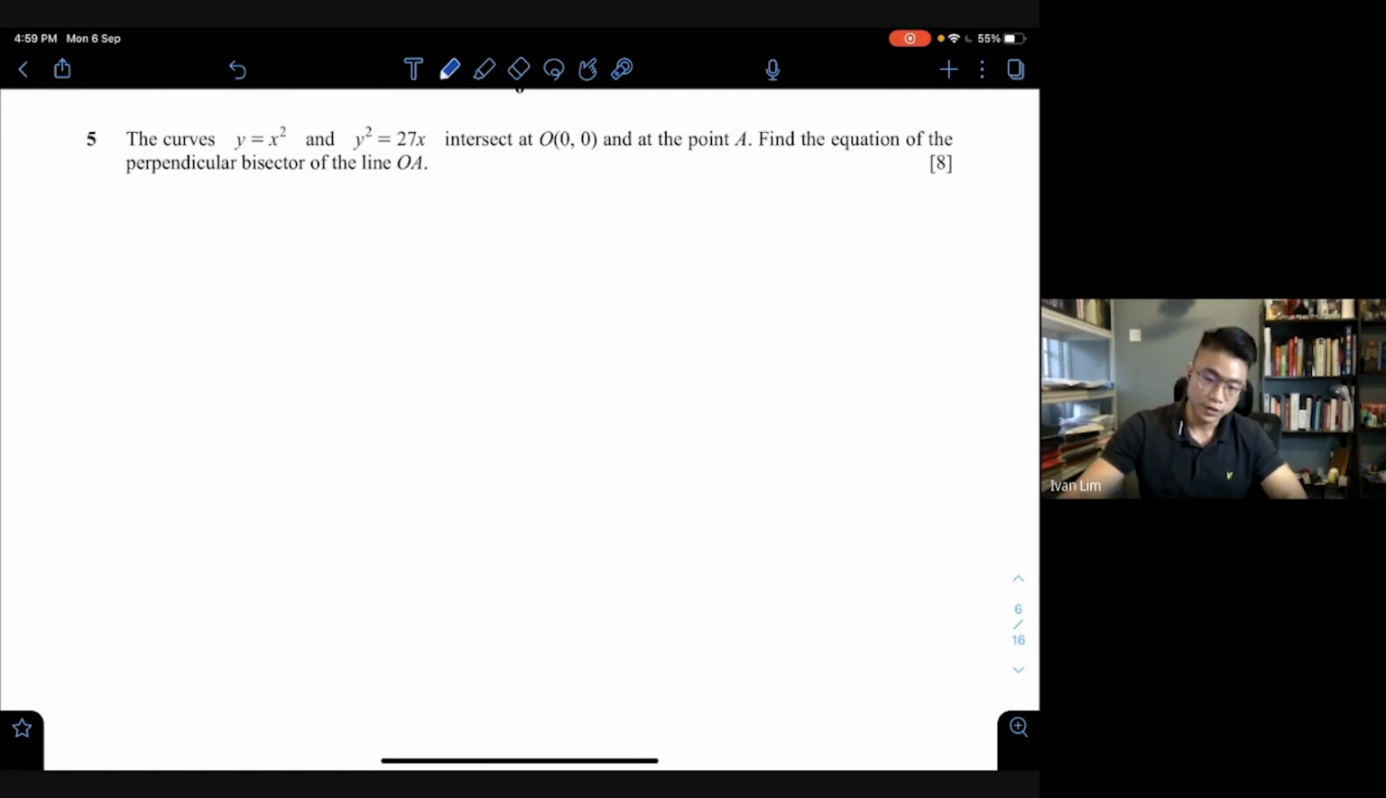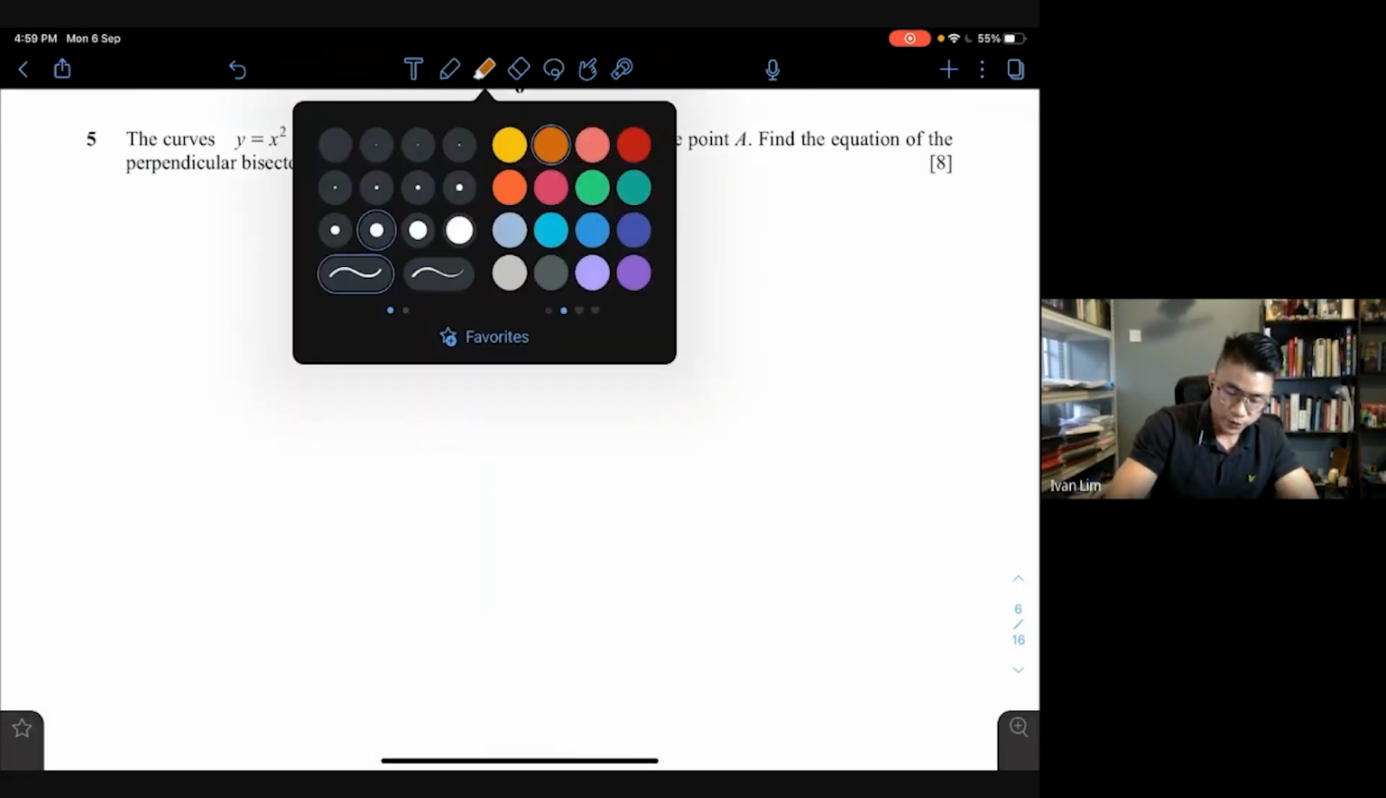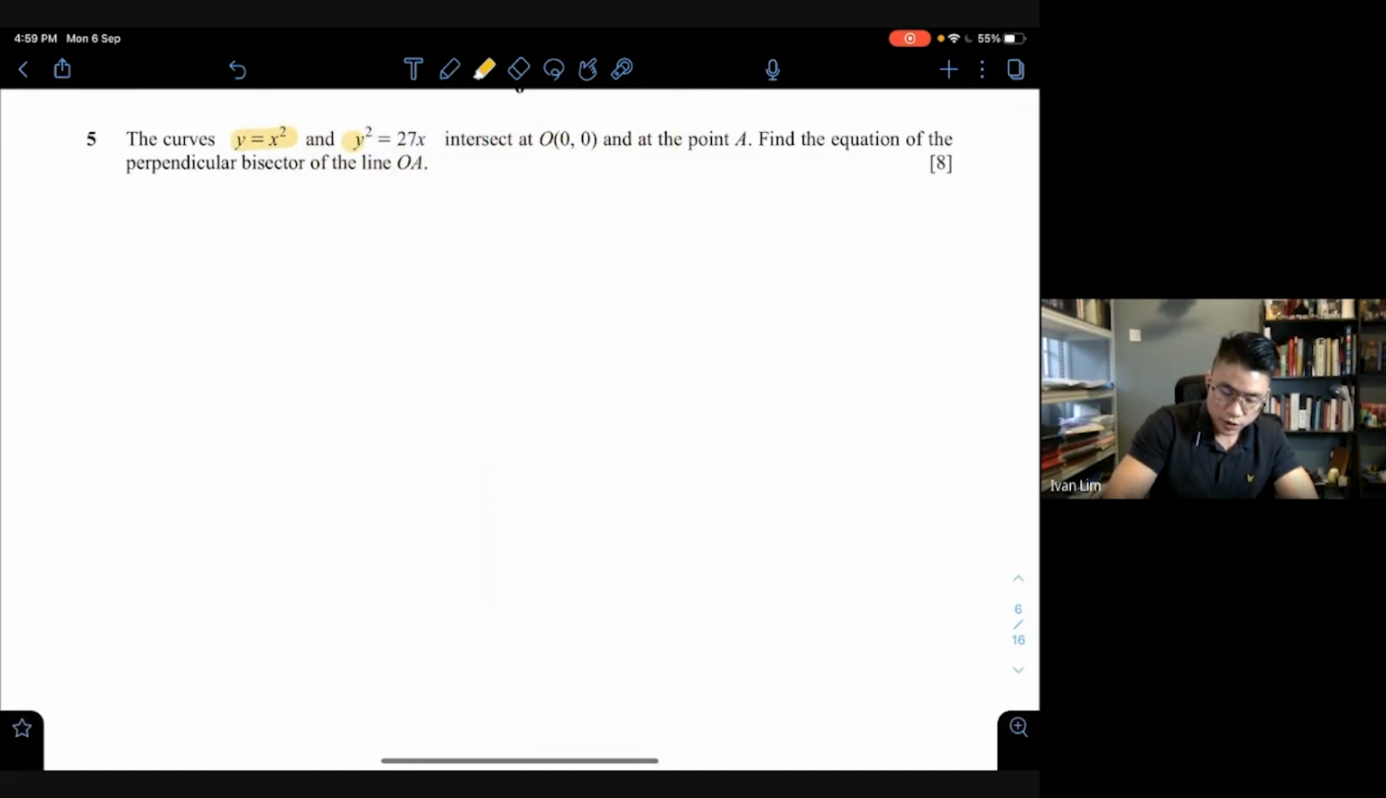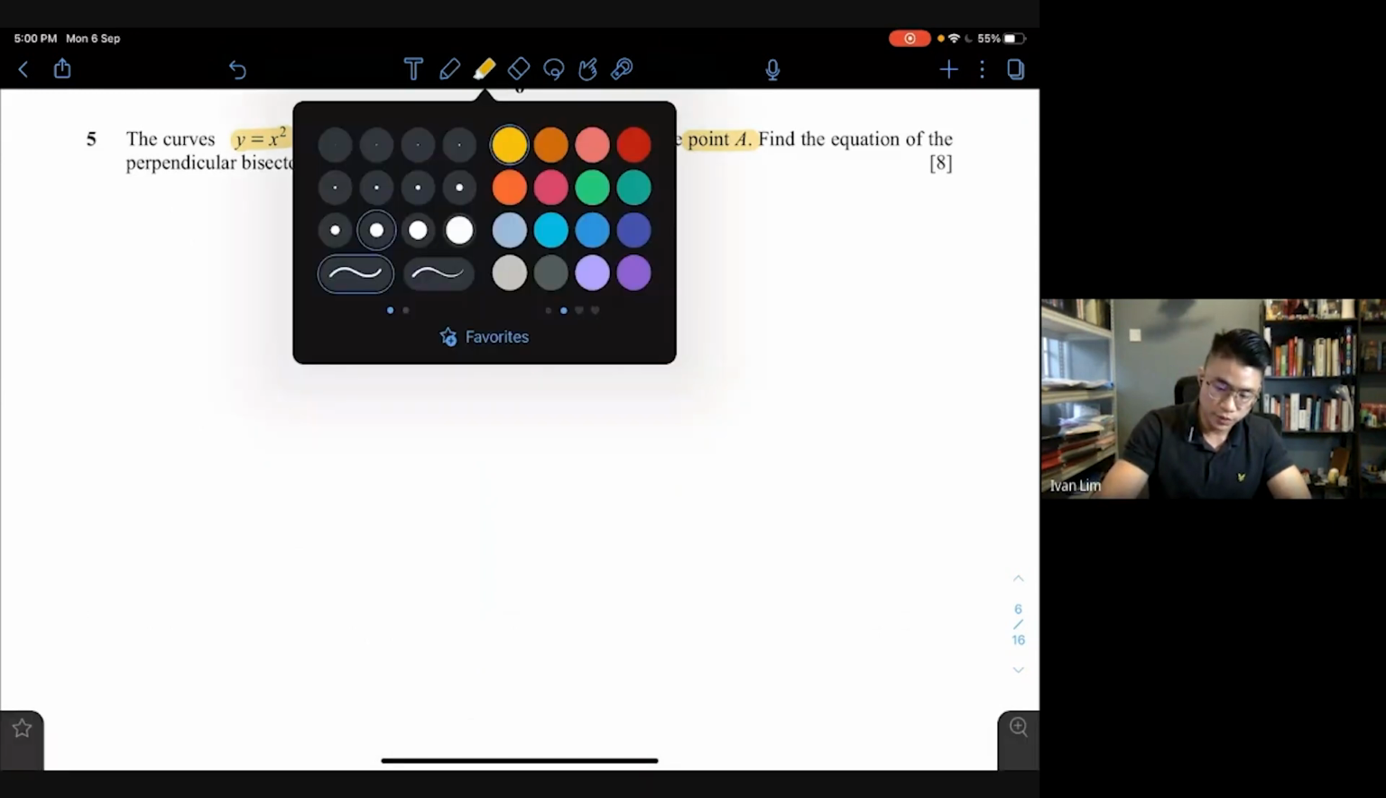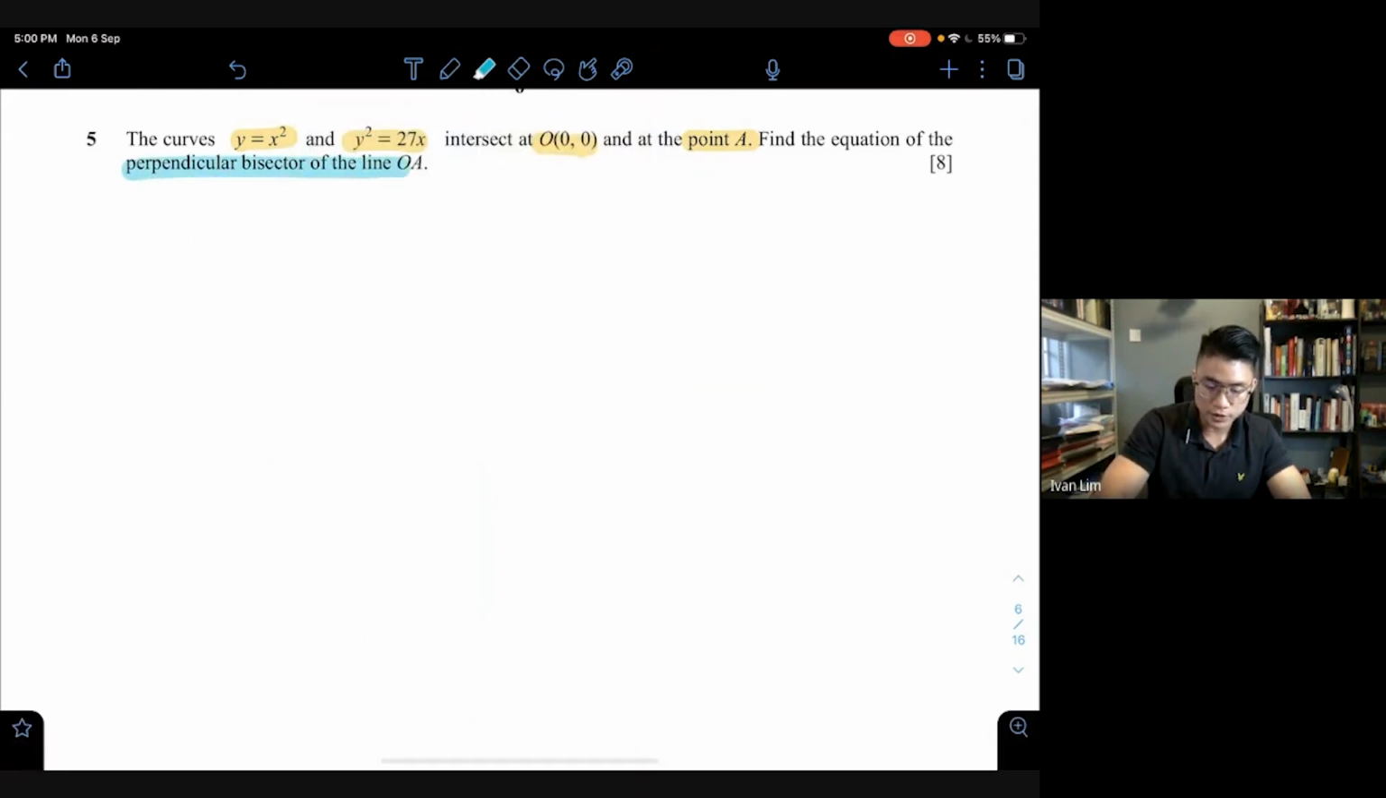Question 5. The curve y equals x squared and y squared equals 27x intersect at O, (0, 0), and the point A. Find the equation of the perpendicular bisector of the line OA. So, they gave us this and this. Two curves intersect at (0, 0) and at the point A. So there are 2 points of intersection. Find the equation of the perpendicular bisector of the line OA.